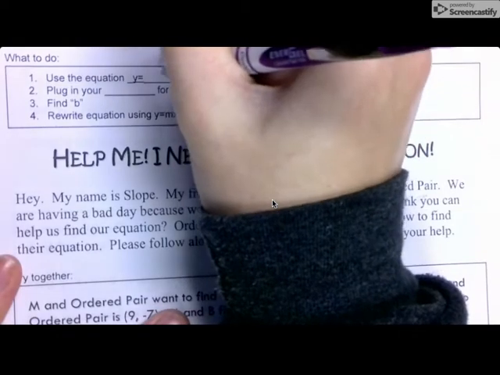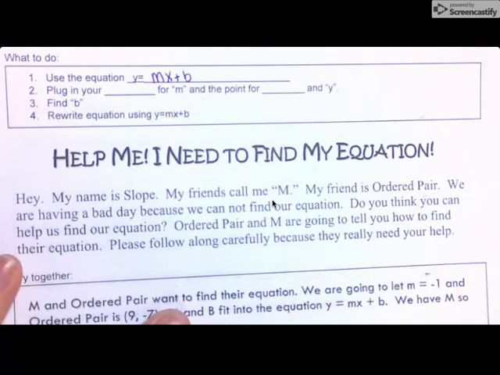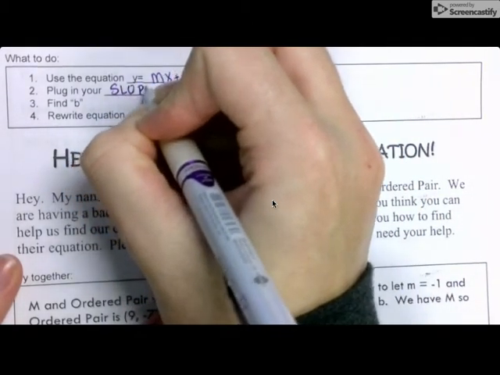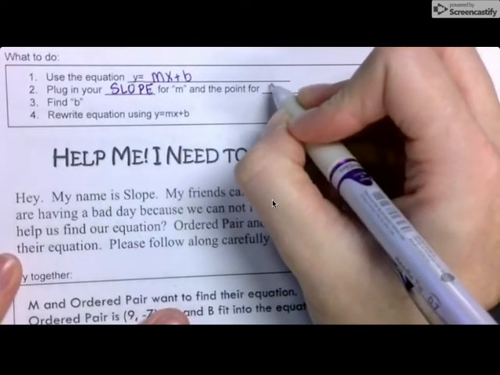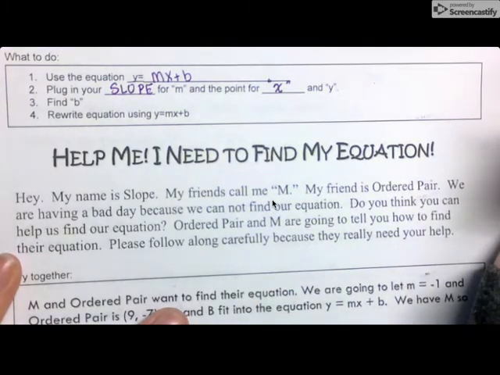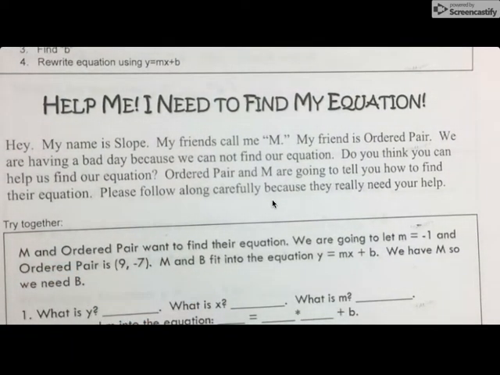So first, we're going to be using our equation that we always use, y equals mx plus b. Then we're going to plug in your slope for m, because m is always slope. And for the point, we'll plug in x and y. We are going to then solve for b and rewrite the equation y equals mx plus b, filling in the necessary items.